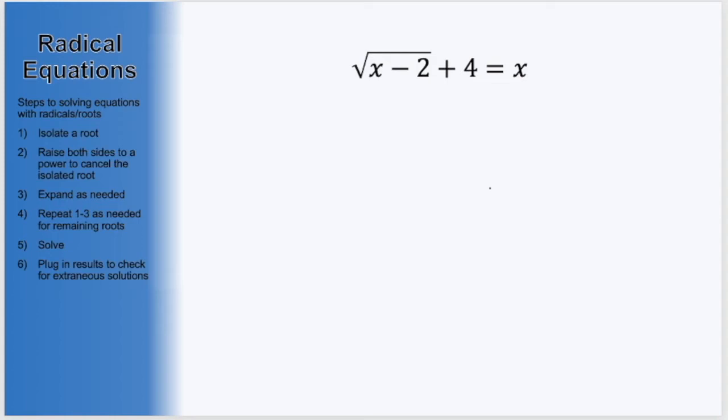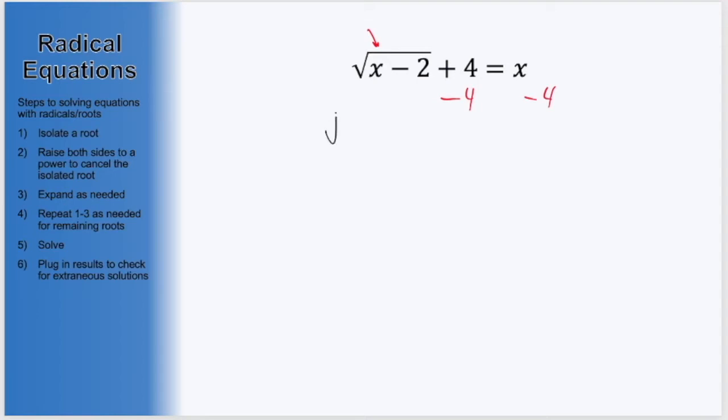Now, let's go through an example to see this process in action. Consider the following equation: the square root of x minus 2, plus 4, equals x. Let's go through our steps. The first thing we need to do is isolate this square root. Get it on one side of the equation by itself. There's currently a plus 4 on this side with the radical, so we'll move that to the other side by subtracting 4 from both sides.